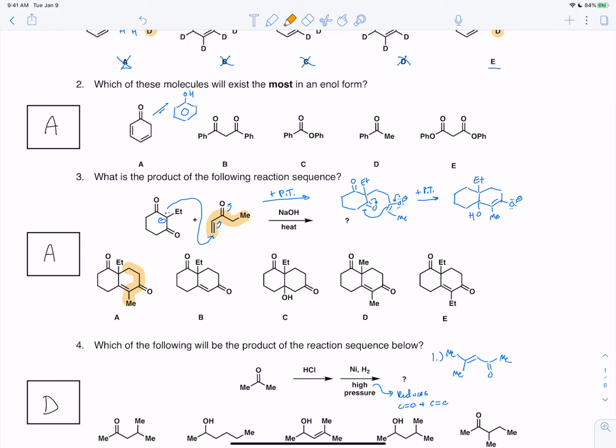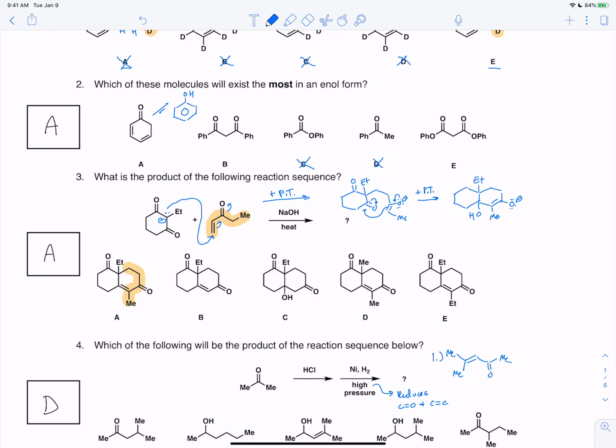For number 2, we have a series of molecules. We're asking which one will exist most in the enol form. So there's a number of carbonyl compounds. And if we remember the guidelines there, one, we need to have an enolizable proton. This lets us get rid of C. There are no enolizable protons, so there's not really one to consider. B and E are both 1,3-dicarbonyl compounds, and these usually have much higher enol form than simple ketones or esters. So we can get rid of D.